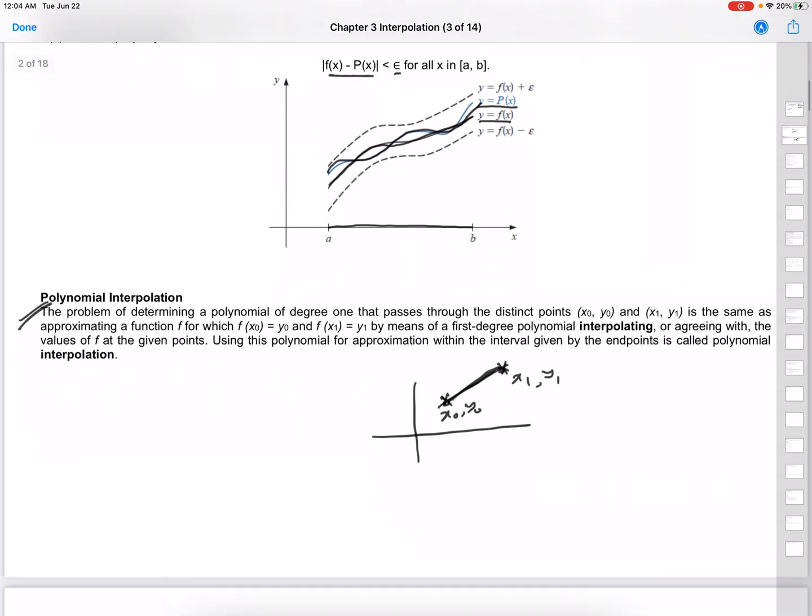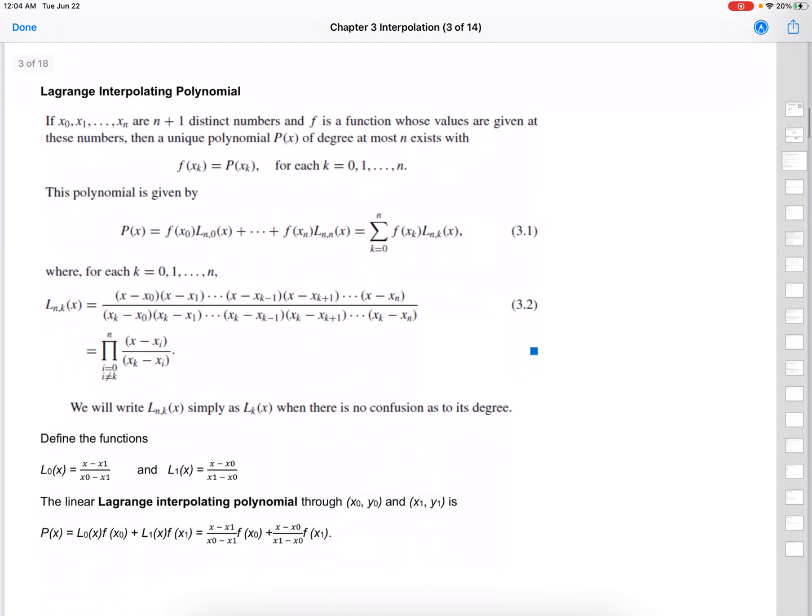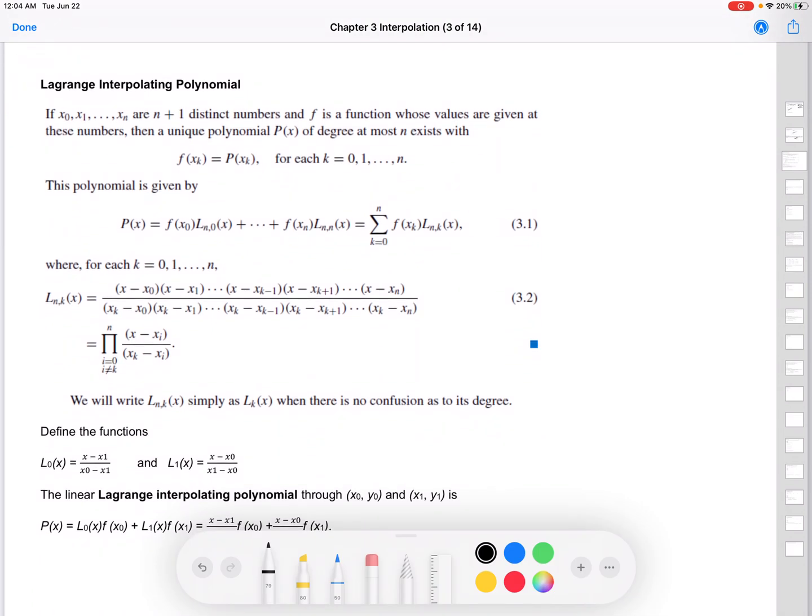Now we are going to work on any set of given values. So we are starting with Lagrange interpolation. We are saying we have x0, x1, x2 up to xn. That means x0 to xn, total n plus 1 points. So x0, y0, x1, y1, and so on, xn, yn. So you will have total n plus 1 data points. F is the function whose values are given at these numbers. Then a unique polynomial p of x of degree at most n. There are n plus 1 points.